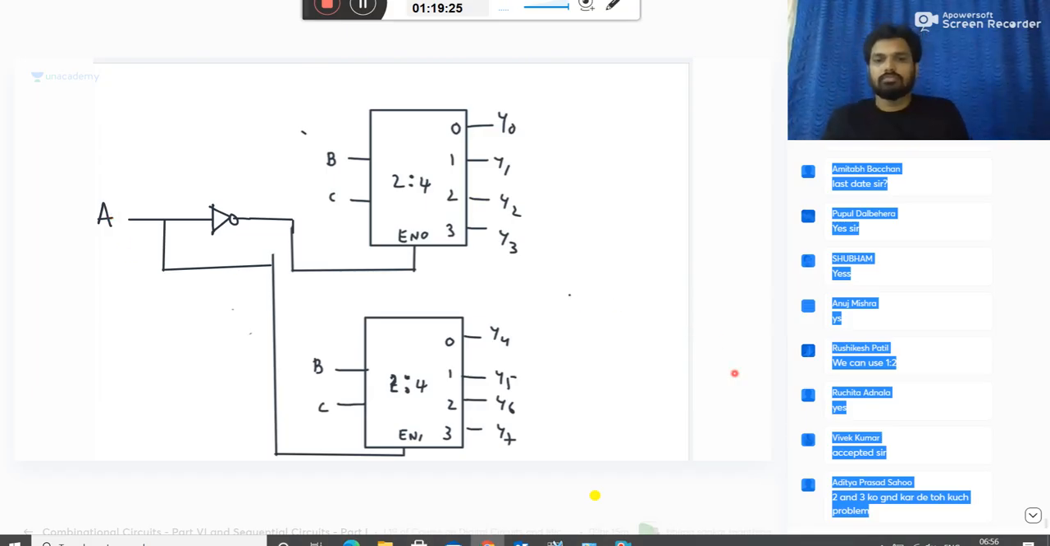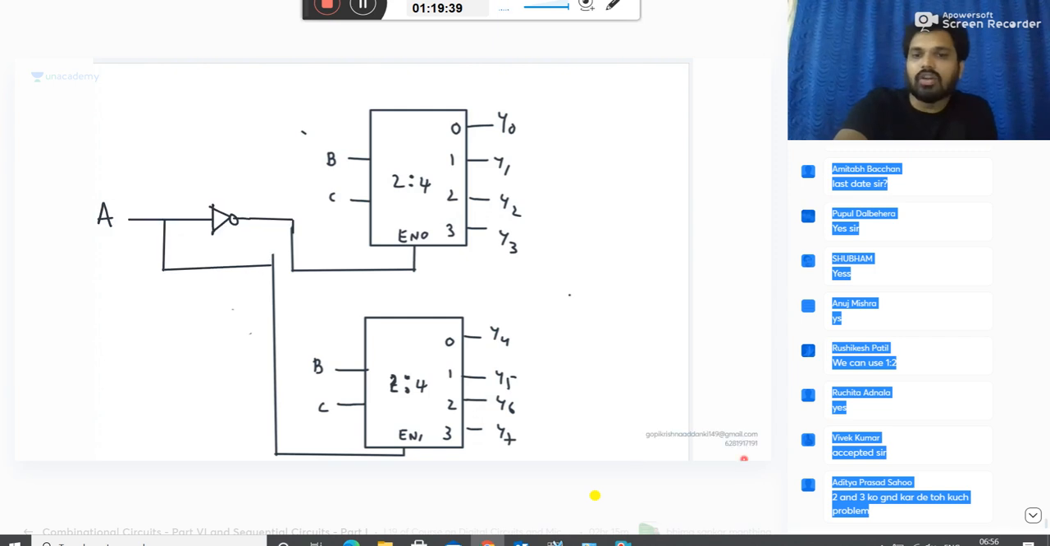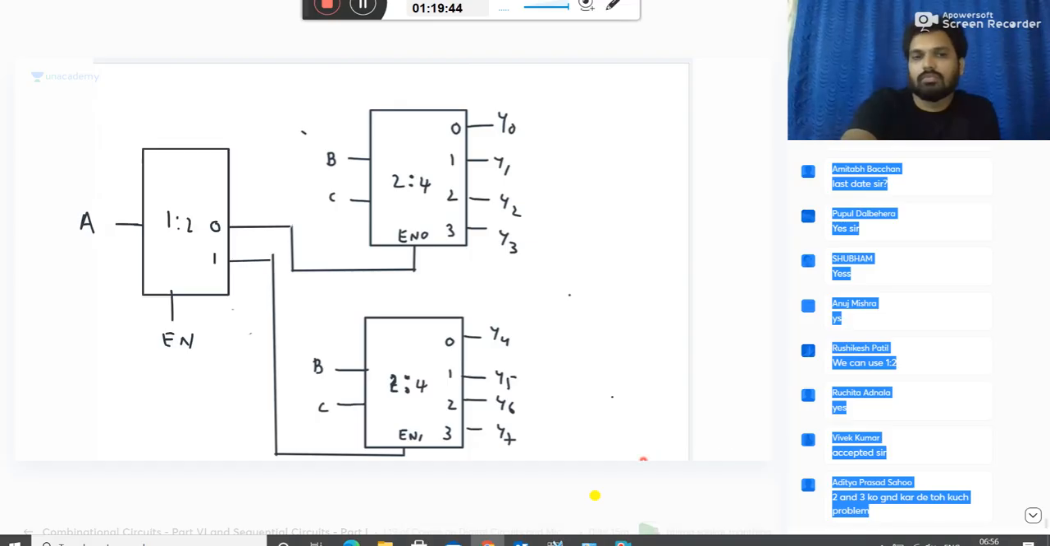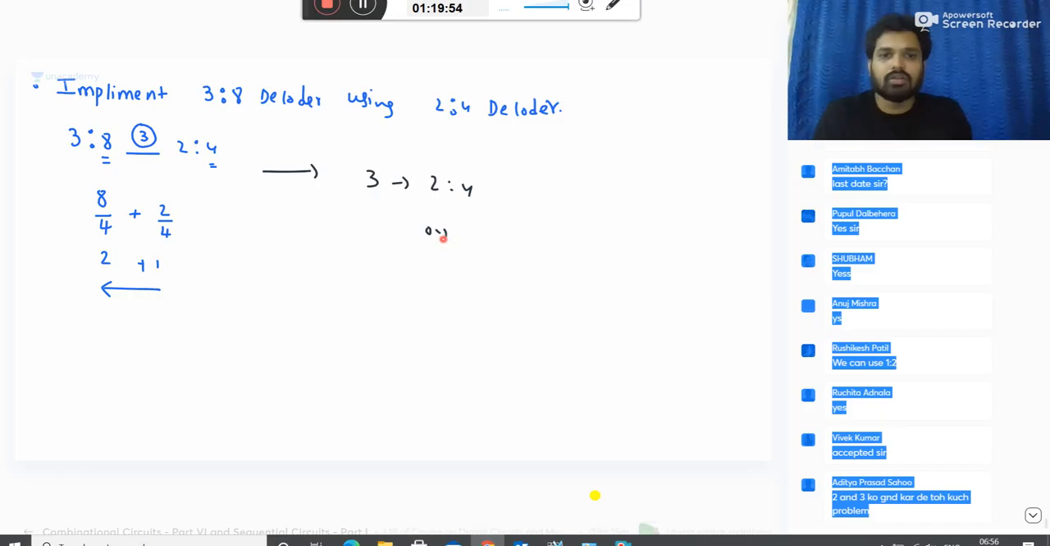That's all. Okay. You can use 1 by 2. You can use inverter also, because the inverter is without enable. What is the difference? You understand now? Here you have enable. Control is there in your hand to totally disable it. But here you don't have that control.